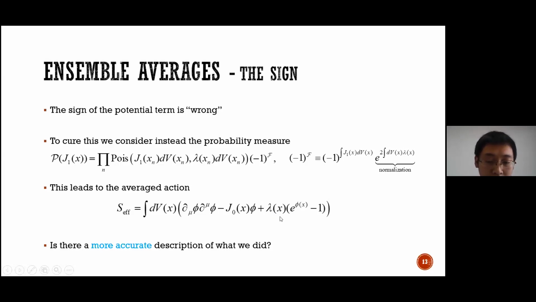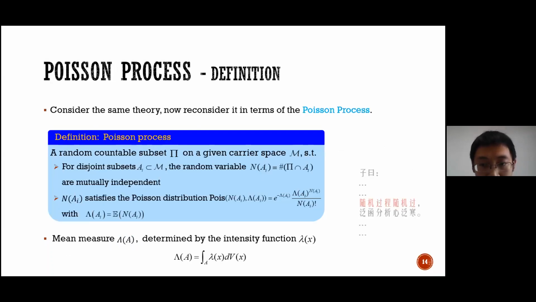Okay, up to now, maybe you might think this is a little bit unusual and a little bit hand-wavy. It's not the things that you are familiar with. So you may ask, is there a more accurate description of what we have done just now? And actually there is. There is a mathematical description in terms of a Poisson process. The definition of it is a little bit boring. It's a random countable subset Π on a given carrier space. Now we can just consider this carrier space.